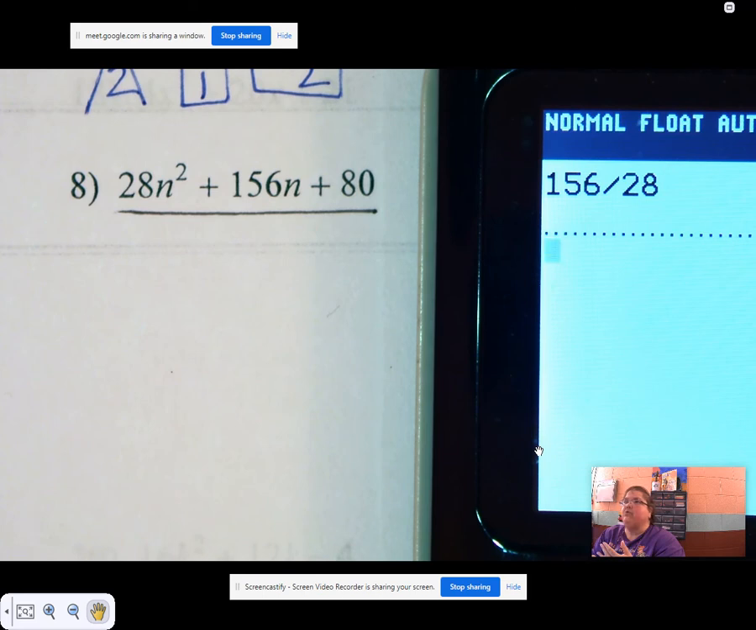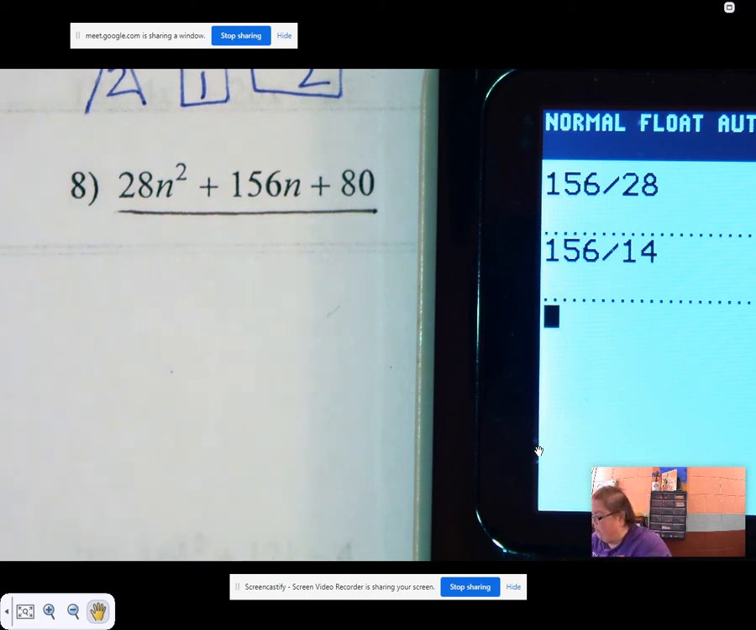Okay, 1 times 28. Well, I already know 28 doesn't work. 2 times 14. 156 divided by 14, not a whole number, so that's not going to work. 4 times 7. 7's not going to go into 80, so that's not going to work. So it's got to be the 4.